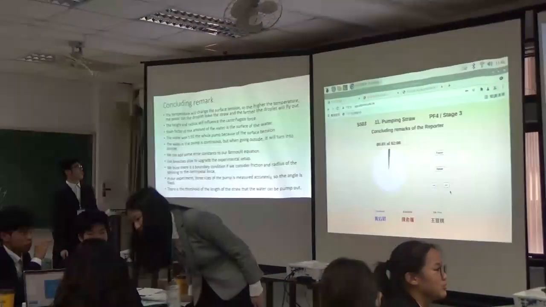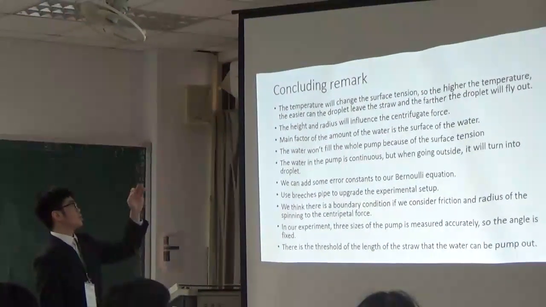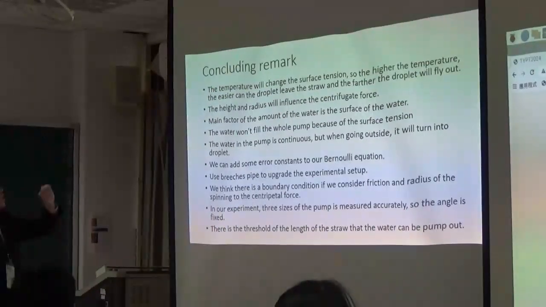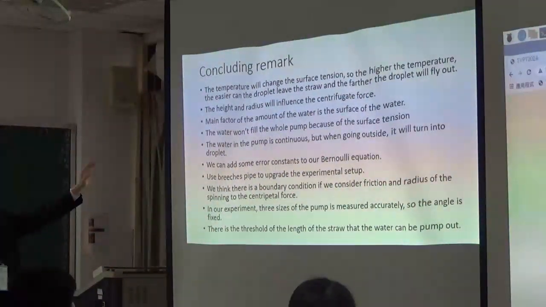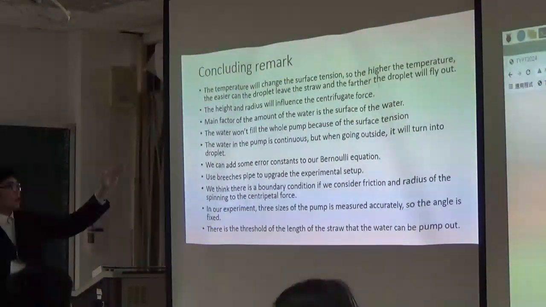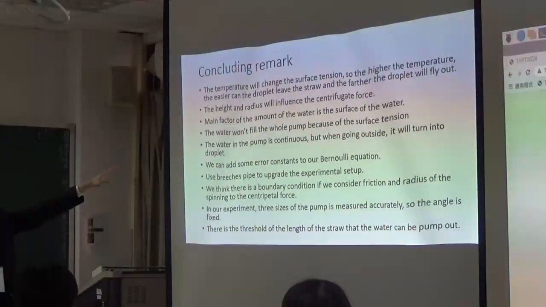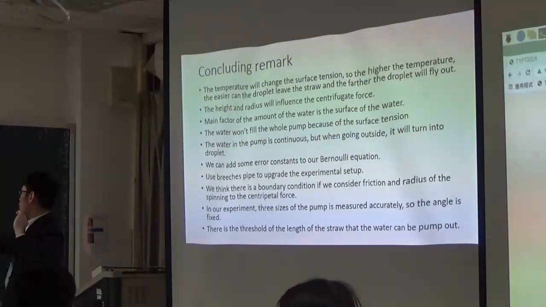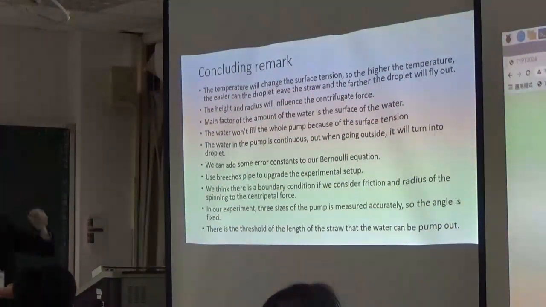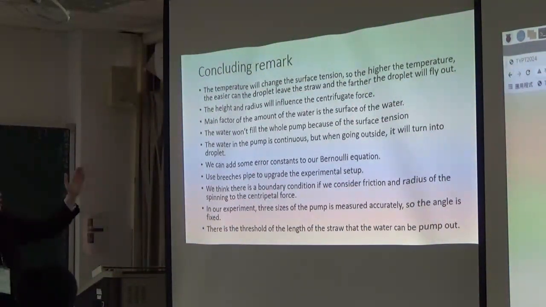Okay, this is my concluding remark. First, I would like to remark that the temperature will change the surface tension. So the higher the temperature is, the more easily the droplet can leave the straw, and the farther the droplet will fly out. Second, the height and radius will influence the centrifugal force. And third, the main factor in the amount of water is the surface of the water. And fourth, the water won't fill the whole pump because of the surface tension. Just like I mentioned, it will have a curved surface instead of filling the whole pump. And fifth, the water in the pump is continuous, but when going outside, it will turn into droplets.